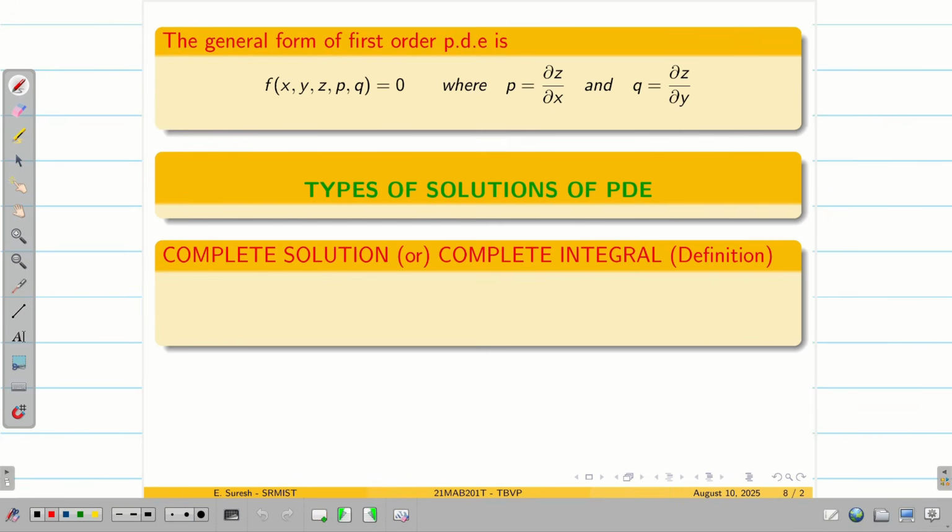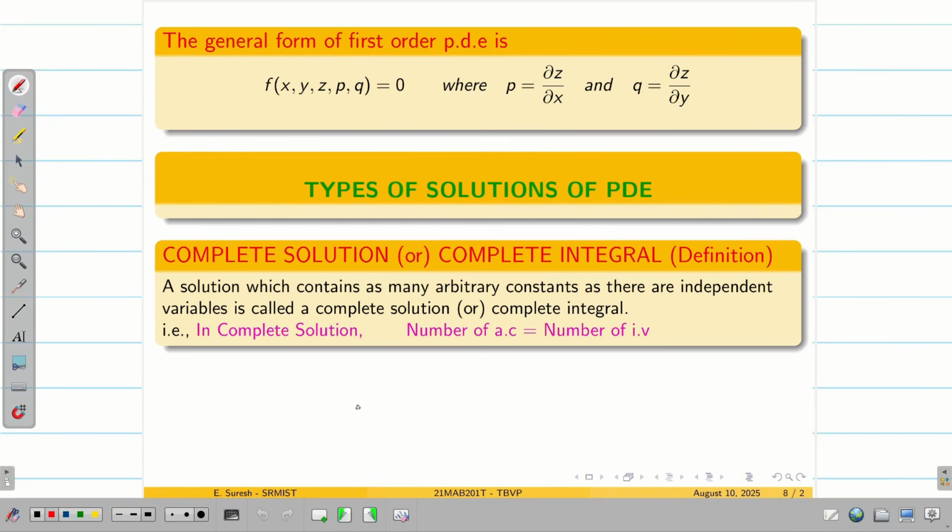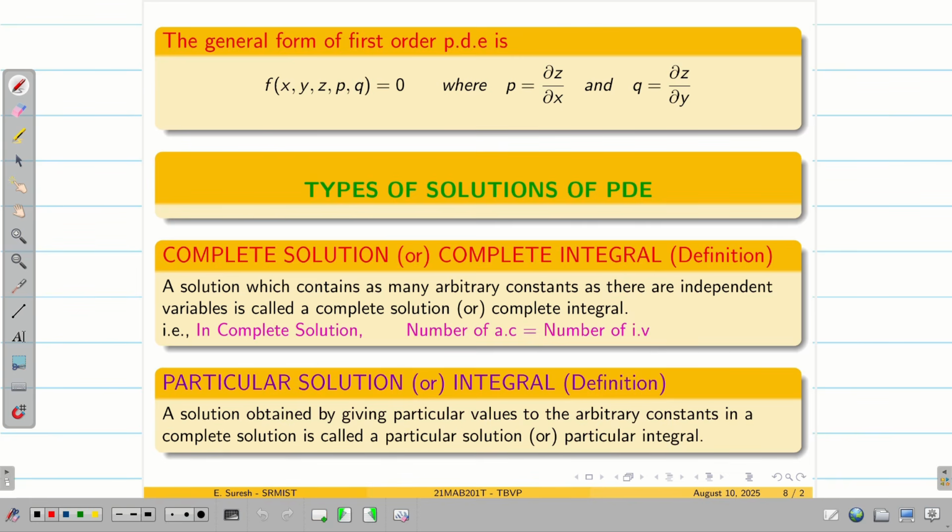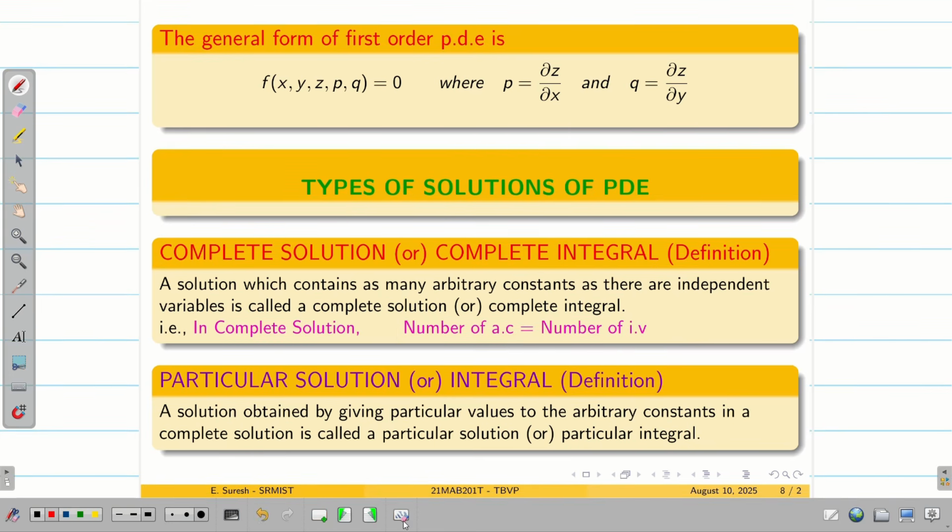Now, how to find the complete solution? When you see the problem, you have to check the number of independent variables, and the number of arbitrary constants in the solution should be equal to the number of independent variables. Then it is called a complete solution. Particular solution is very obvious. If you put a particular value for these arbitrary constants, then we get the particular solution.